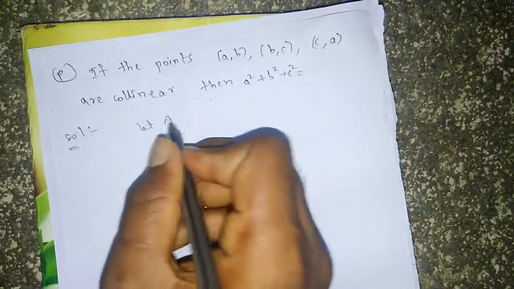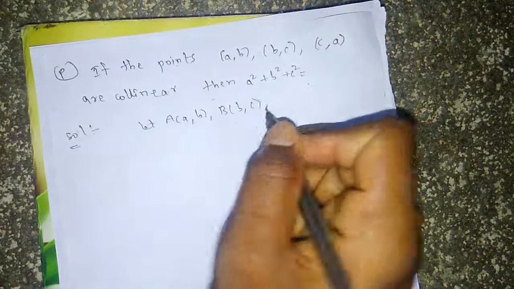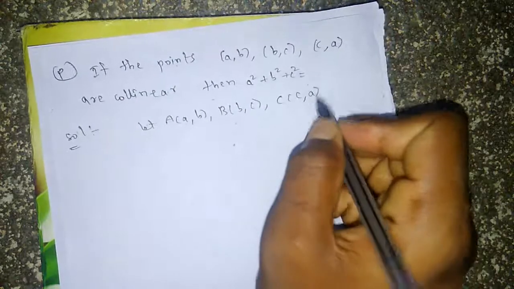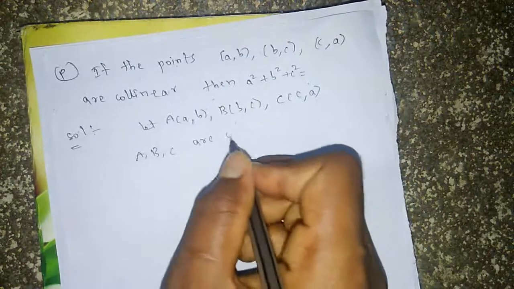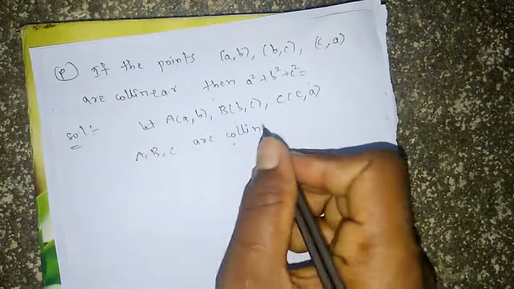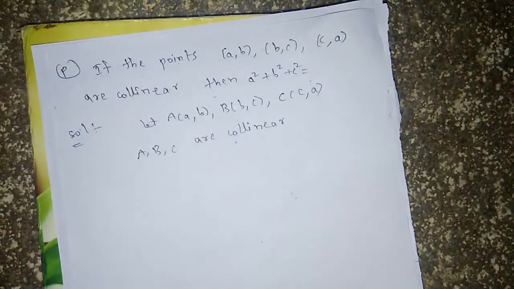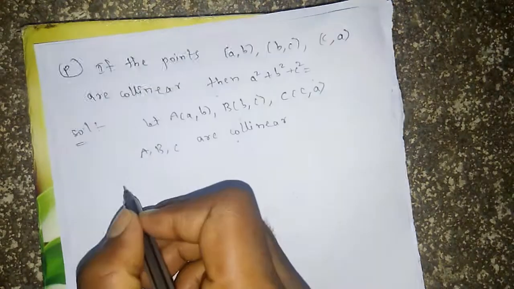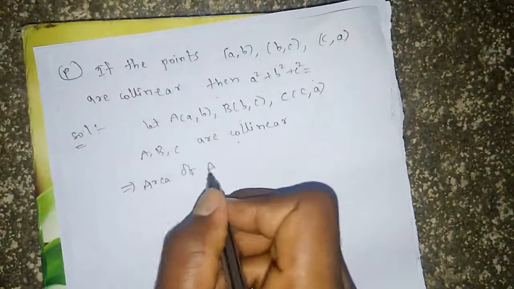here let A is (a, b), B is (b, c), C is (c, a). Given that A, B, C are collinear, so here we can take area of the triangle is equal to 0. Area of triangle ABC is 0.